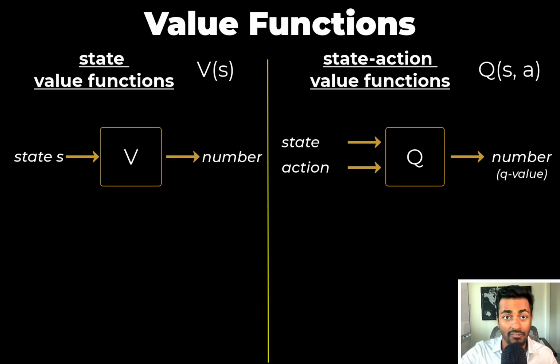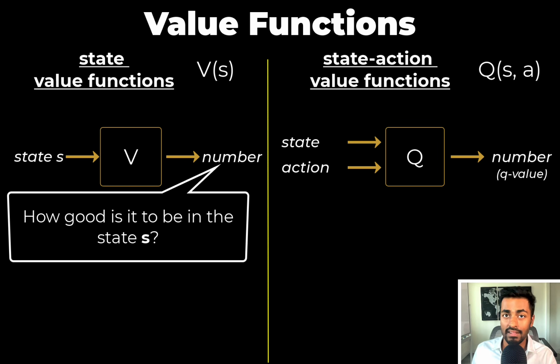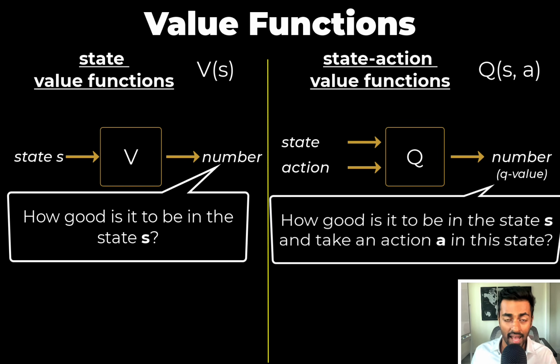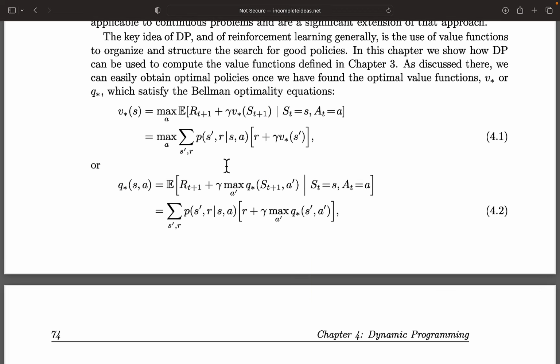The state value V(S) will quantify how good it is to be in the state S. The state action value, or Q value, will quantify how good it is to be in the state S and take an action A. The equation of the state value looks like this, whereas the equation of the state action value looks like this. And as complex as they look, it's actually very intuitive.